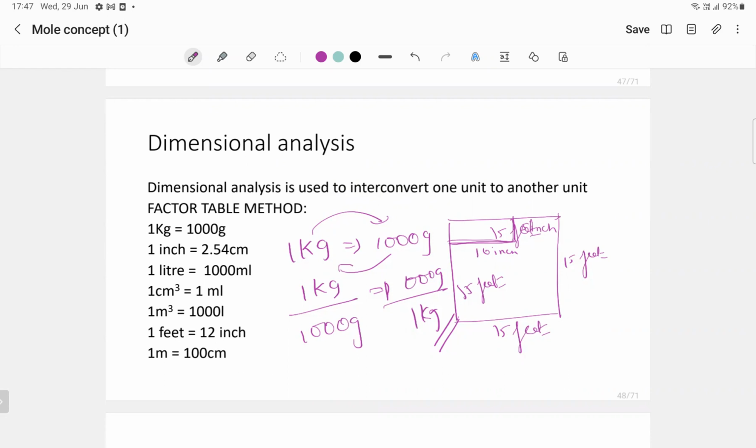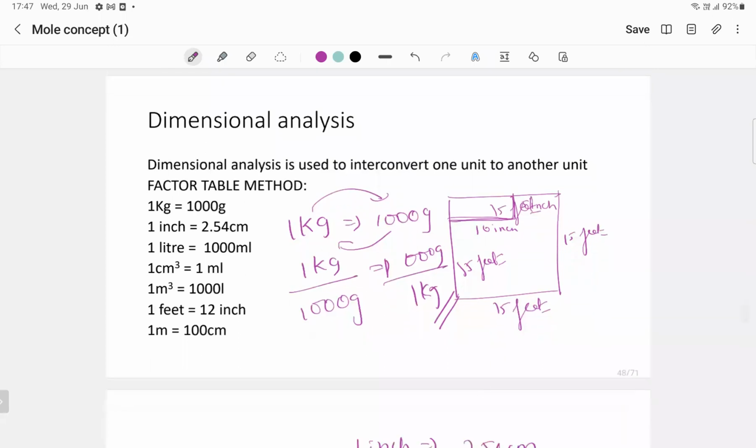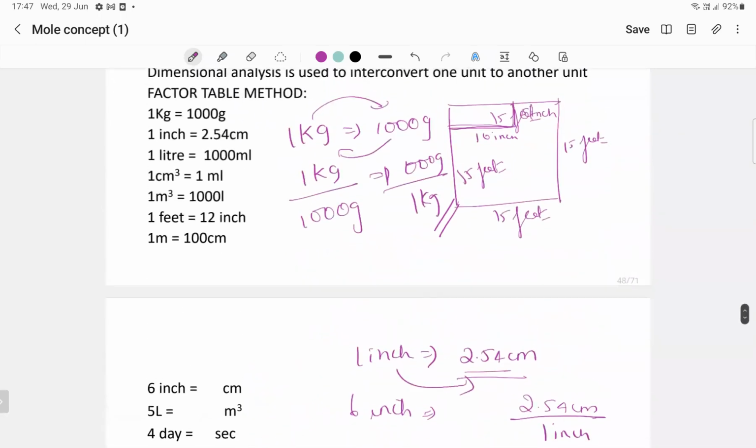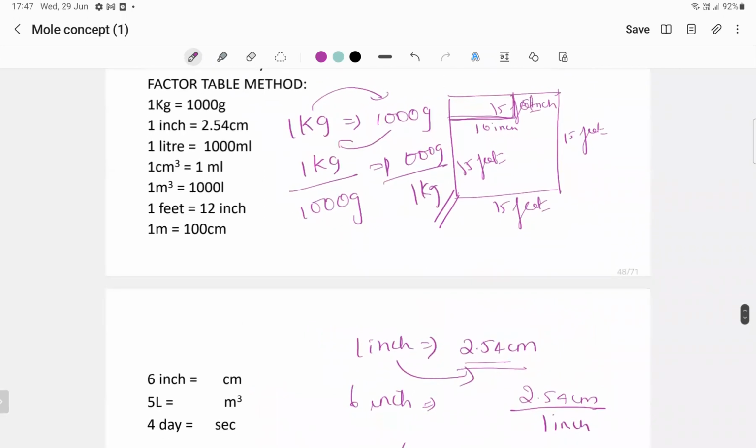5 liter equal to how much in meter cube? Convert it. Do it, take your own time.